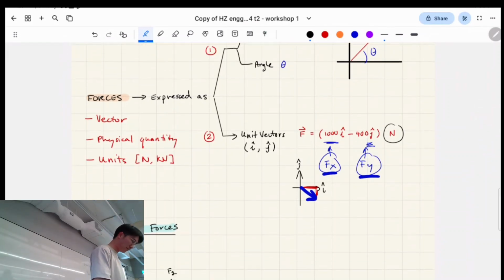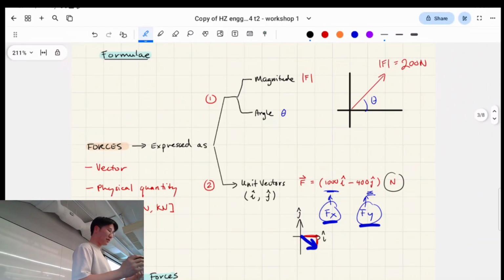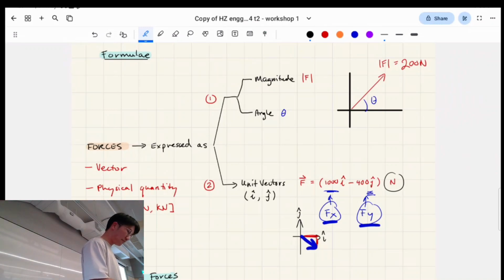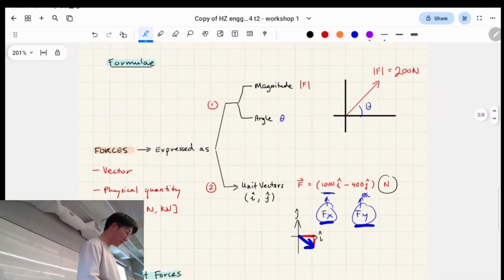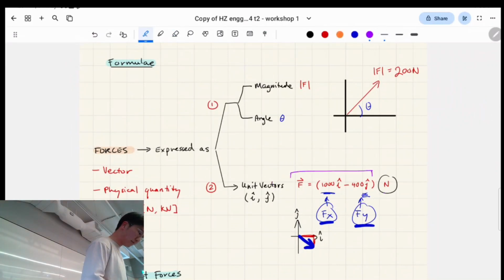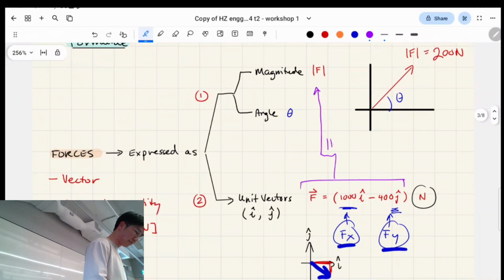Okay. Converting between these things. So here's where the formulas come in. There's two ways to express these forces, right? So how do we convert between them? Let's start with converting from unit vectors over to magnitude and angle, because sometimes you have to do that. Basically, to convert to your magnitude, we use Pythagoras theorem. That's what I was talking about in the quiz.